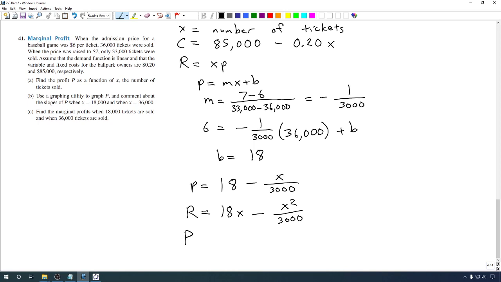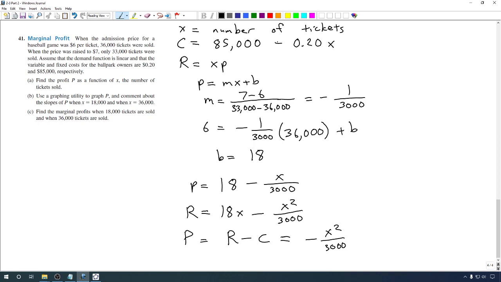Of course, our profit function is the difference between these. It's r minus c. So I'm going to take my formula for c and my formula for r, and I'm going to subtract them. Of course, r is the only one that has a quadratic term in it. c only had a linear term and a constant term. So we'll have a minus x squared over 3,000. Then we have a linear term in both these. We have an 18x and we have a minus 0.2x.